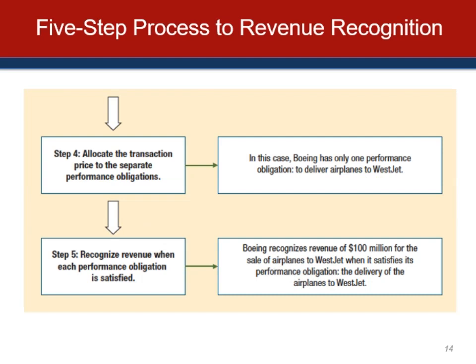Then fourth, we allocate the transaction price to the separate performance obligations, and there's only one here. So when we have delivered the airplanes, we are done. We being Boeing, of course. And then the fifth step is to recognize the revenue when the performance obligation is satisfied. So Boeing would recognize the revenue of $100 million for the sale of airplanes to WestJet when it delivers the airplanes to WestJet.